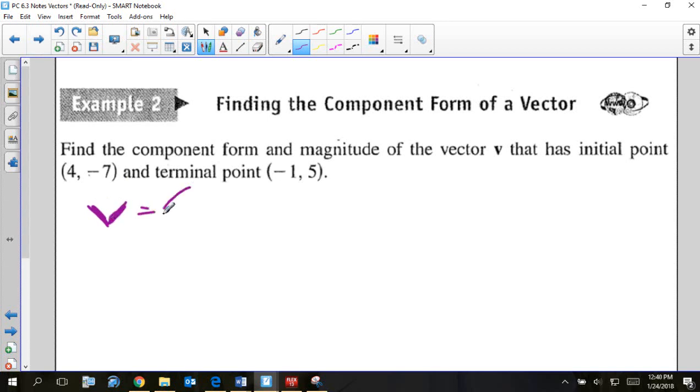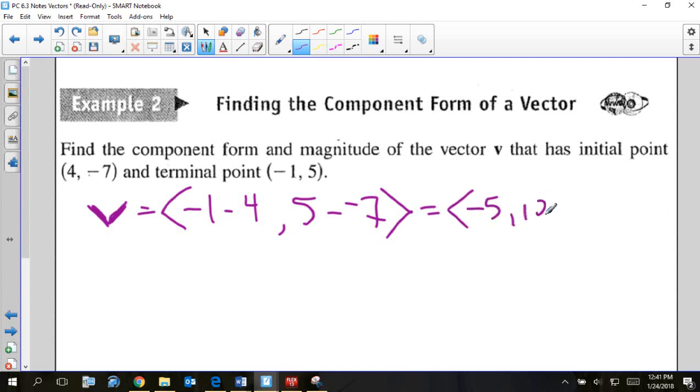So for vector v, component form has chevrons around it, and we subtract our x's, but we always do x2 minus x1, comma, y2 minus y1, close the chevron. And then we simplify that and we get our component form is <-5, 12>. So that is the component form, using the formula, that's our v1 and our v2. From one point to the other, we go left 5 and we go up 12. That's all that means.